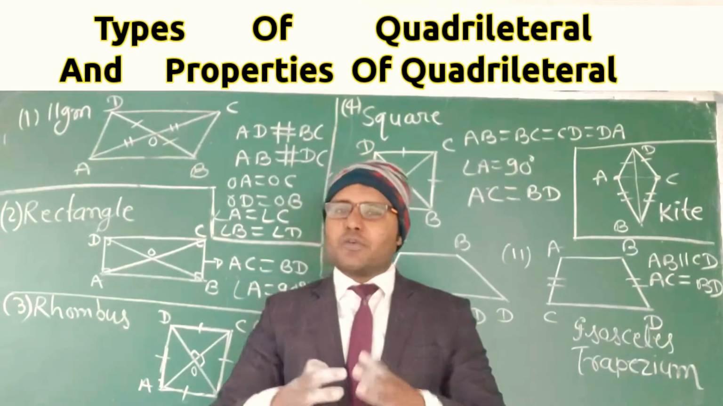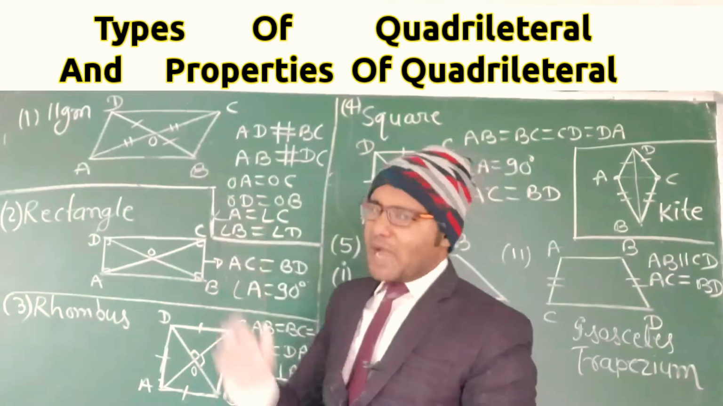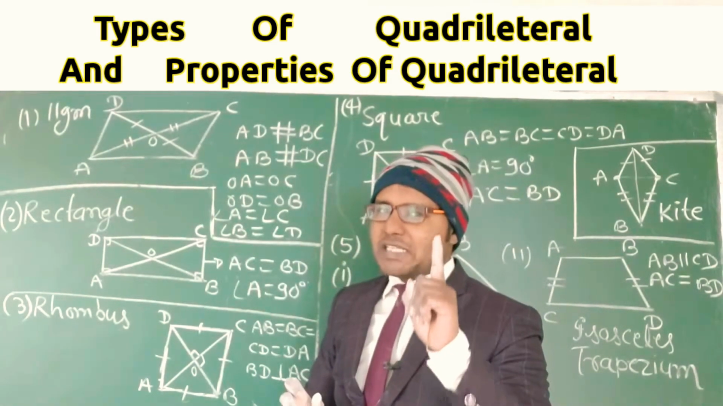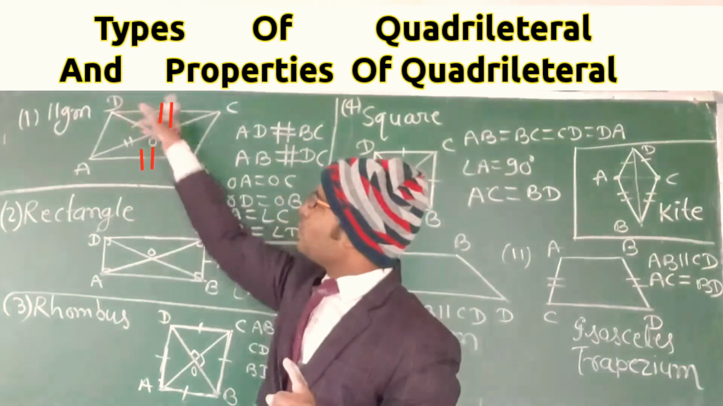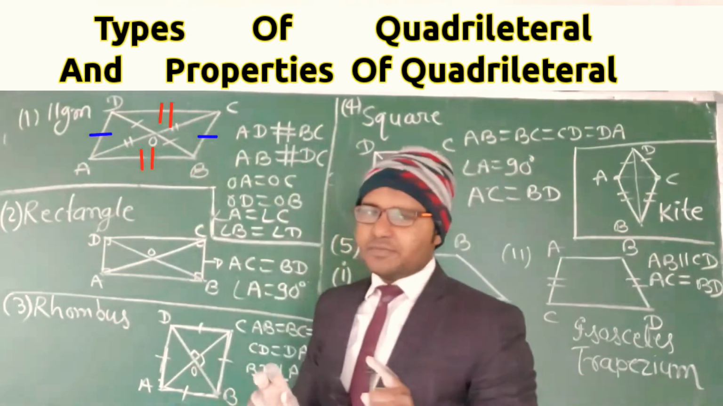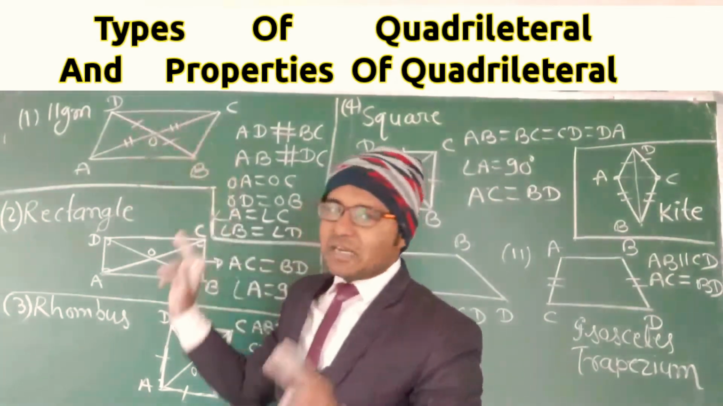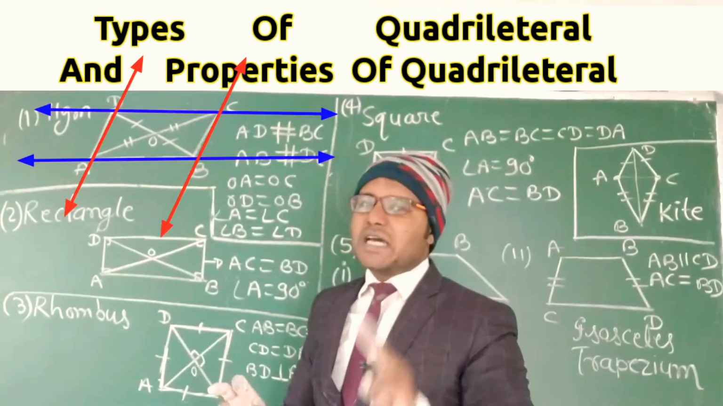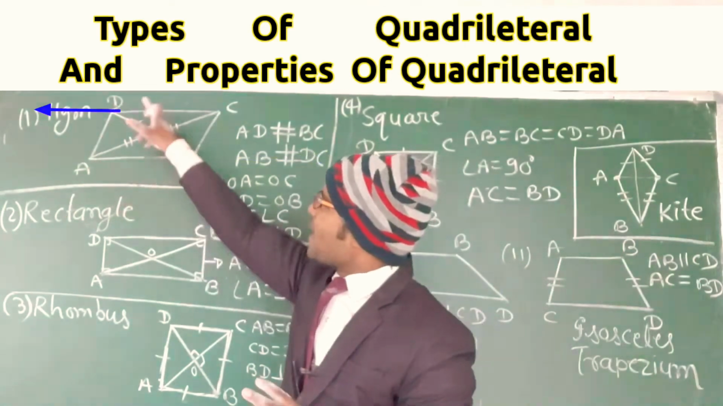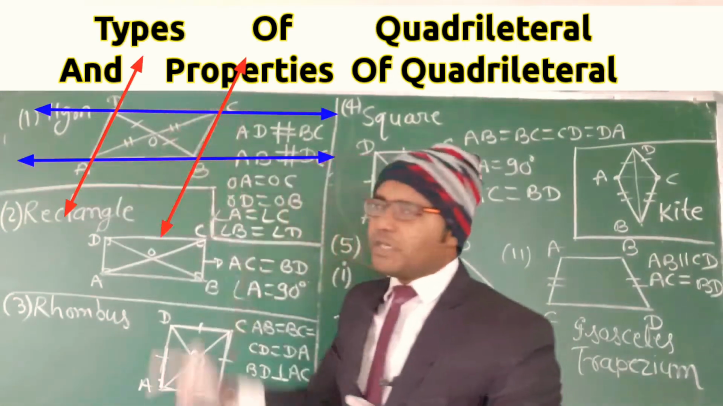Types of quadrilateral and properties of quadrilateral. This figure is called a parallelogram. In a parallelogram, opposite sides are equal. That means AB is equal to DC, AD is equal to BC. Second property, in a parallelogram, opposite sides are parallel. Both opposite sides are parallel. That means AB is parallel to DC and AD is parallel to BC.